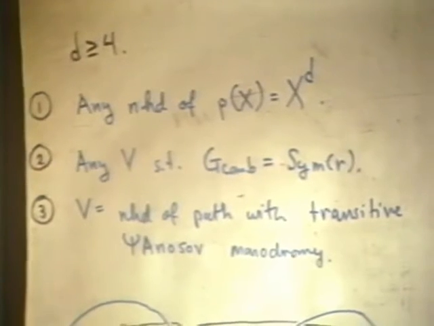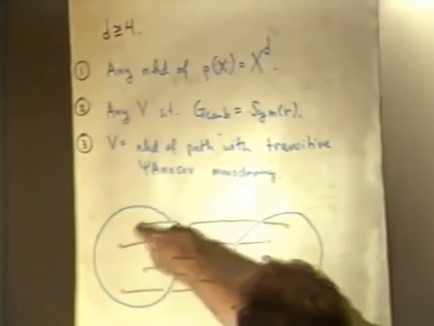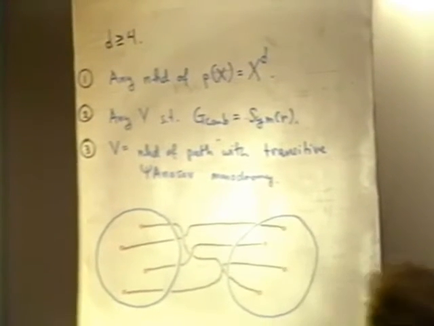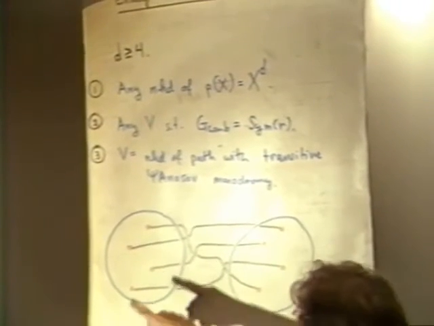And here's an example of such a path. The technical condition is that it's a path such that the monodromy is transitive on the roots. That means it's a transitive cyclic permutation, and it has to have pseudo-Anosov monodromy in the mapping class group. Well, I won't say what that means, but here's an example.